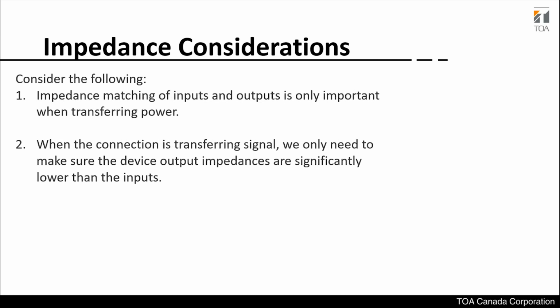Consider the following. Impedance matching of inputs and outputs is only important when transferring power. When the connection is transferring signal, we only need to make sure the device output impedance is significantly lower than the input. So again, to reiterate, your source signal impedance should be lower, at least 10 times lower than your input. In this case, you will have matched your input sources. For the output, because you're transmitting power, you should match the impedance of the amplifier output and your speaker line.